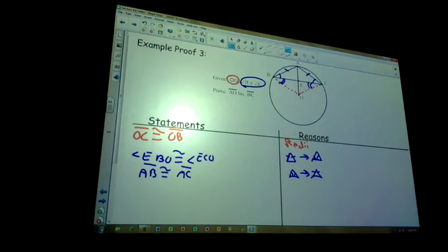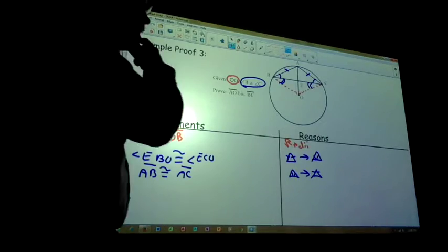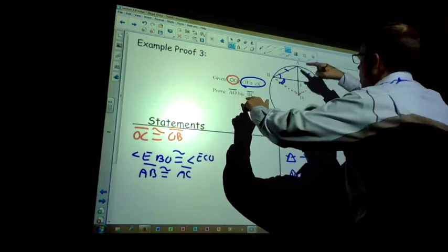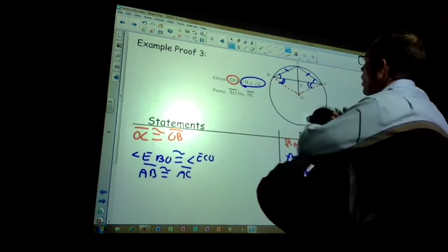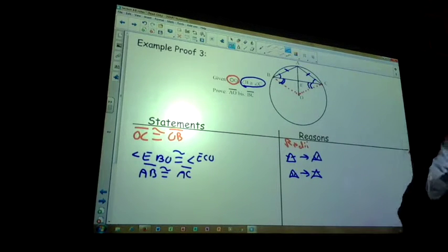Oh boy. Oh shoot. Prove that AO bisects BC. So okay. Oh shoot. What do you think?